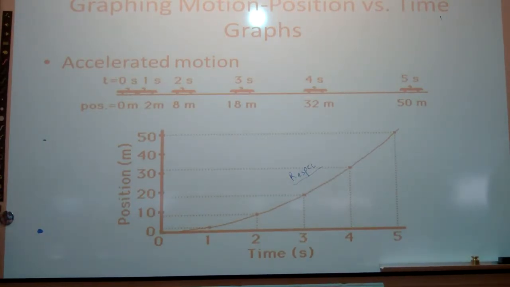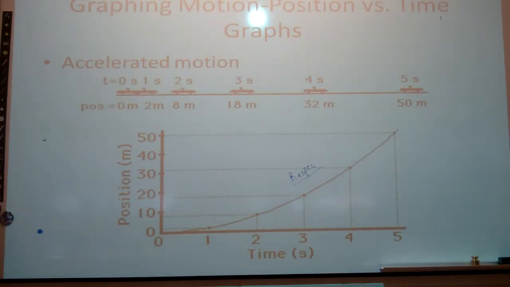Alright, accelerated motion. So in this case, do we have constant velocity? No. Is the slope of our line constant? No. So when the slope of the line changes, what is there? Acceleration. So is this positive or negative acceleration? Is the slope of the line increasing or decreasing? Increasing. So the car is accelerating positively. If the slope of the line decreases, then it is slowing down. Does that make sense to everybody?